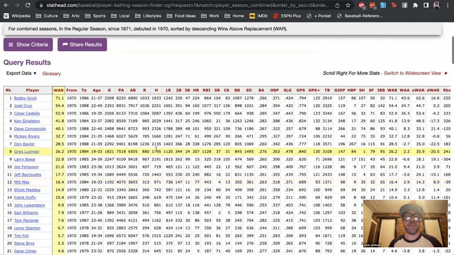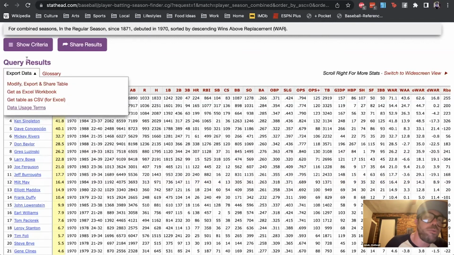So that is that. While I'm here, I want to touch on a question that I got from Don in the RSVP form, which was about how do you convert the data to a CSV or an Excel? You know, how can I get the data off of Stathead onto my blog, onto my website, or onto my computer where I can do more research? And the answer to that is this little thing under the query results that says export data.